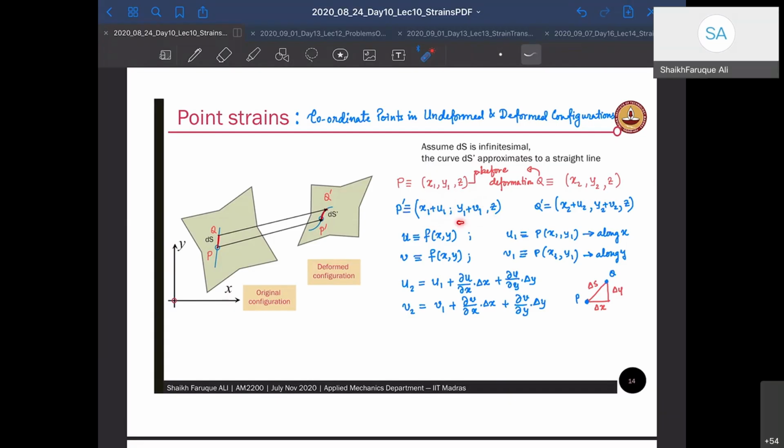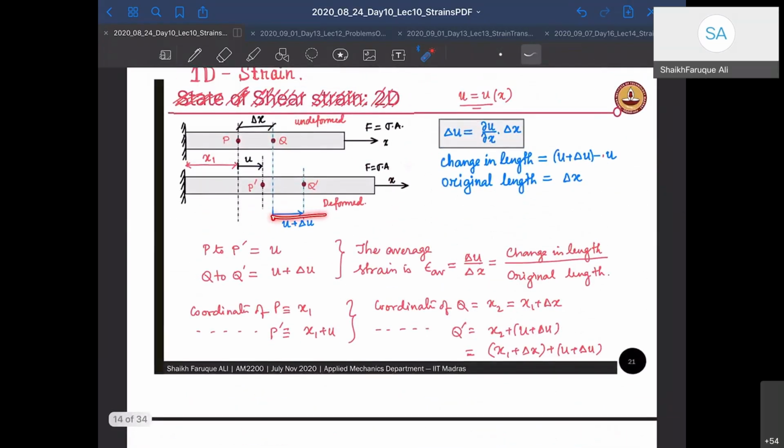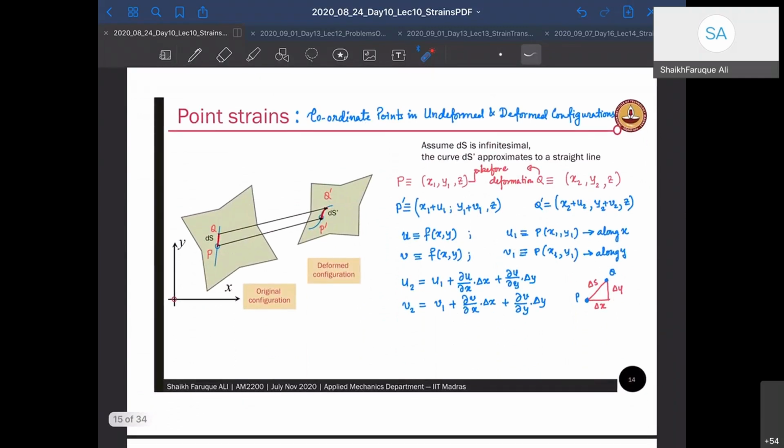Remember that Y was not there in the previous one because it's a 1D problem. It was only along X, and that's why there was no Y coordinate in it. But now it's a function of both X and Y, and therefore I need to have extension along X, that is U1, and extension along Y, that is V1.